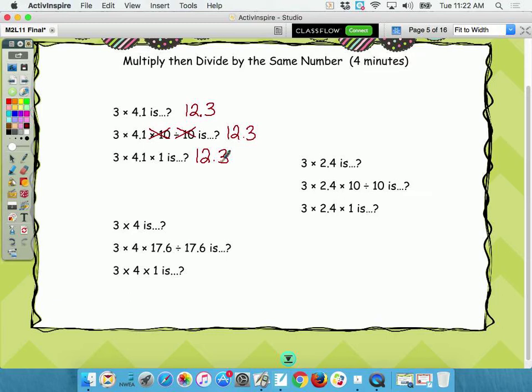Let's take a look at, let's go down, all right? 3 times 4 is 12. How is this one different? Because it's 17 and 6/10 instead of, what number did we have? 10. Does it still cancel? Yes, it does. And this one also has a 1 that does not change your answer when you're multiplying.